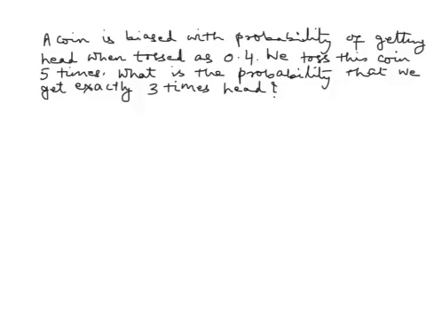In this video, we discuss binomial distribution. A coin is biased, with probability of getting a head when tossed as 0.4. We toss this coin 5 times. What is the probability that we get exactly 3 times head? We will discuss this question here in this video.